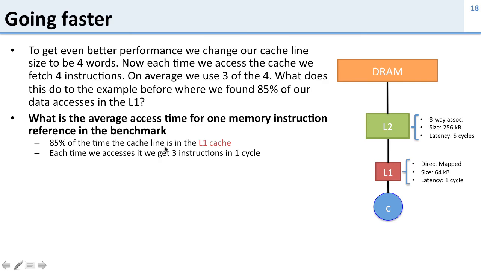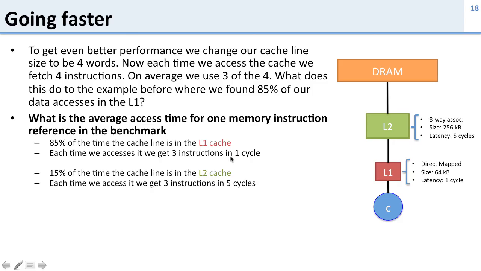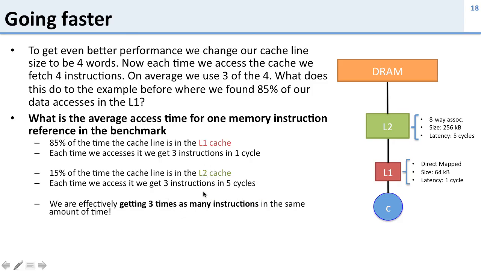So 85% of the time the cache line is in the L1, we know that from before, and each time we get 3 instructions in the cycle. 15% is in the L2, and each time we get 3 instructions in the cycle. So by making our cache line 4 words long and using 3 out of 4 of them all the time, we're getting 3 times as many instructions in the same amount of time. We've increased the amount of instructions we get from our cache by making it larger. So we effectively make it take much less time. So we're getting much higher throughput by having a larger cache line. And the reason this works is we have this locality. We were lucky that on average we use 3 out of 4 of the things that we load when we have a larger cache line.